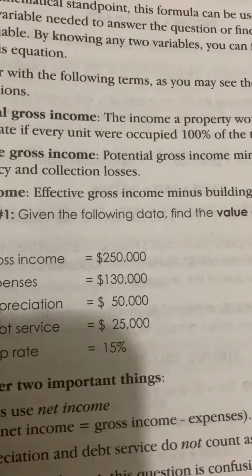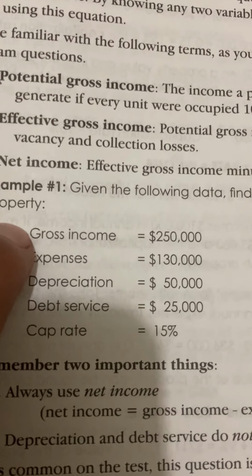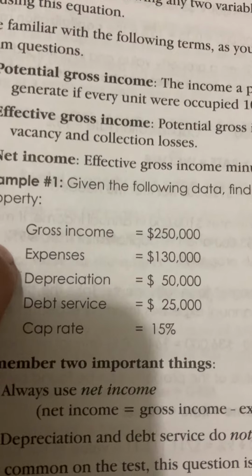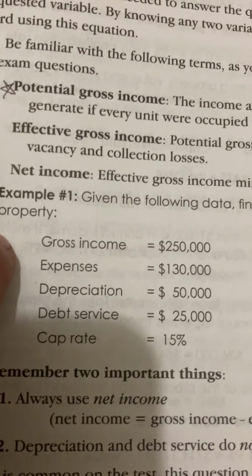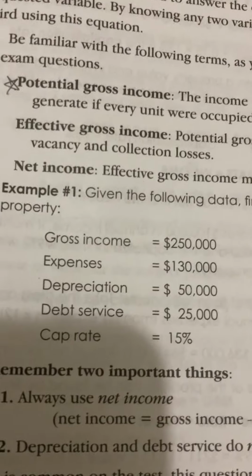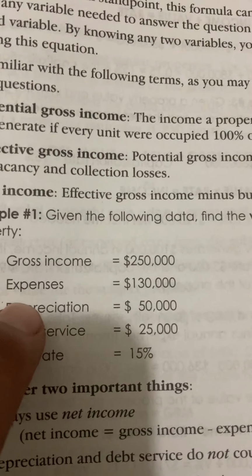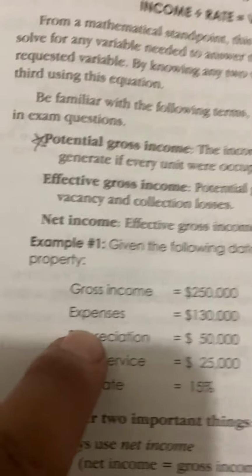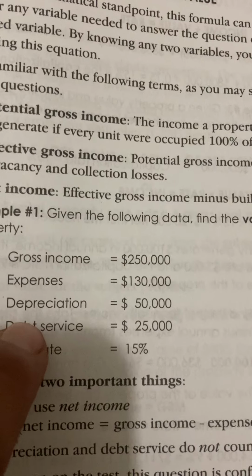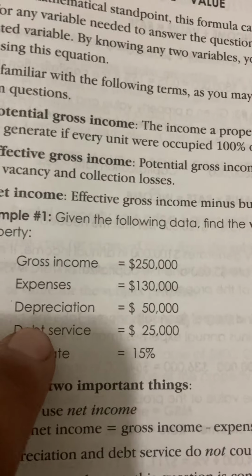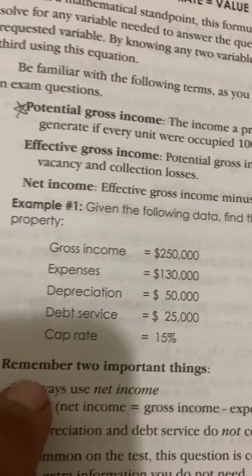Example 1. Given the following data, find the value of the property. It shows gross income is equal to $250,000. And when they say gross income, always think of potential gross income. They should just add the word because it kind of confuses you a bit. Underneath that, the total expenses came to $130,000. Depreciation was $50,000. Debt service was $25,000, and the cap rate was 15%.